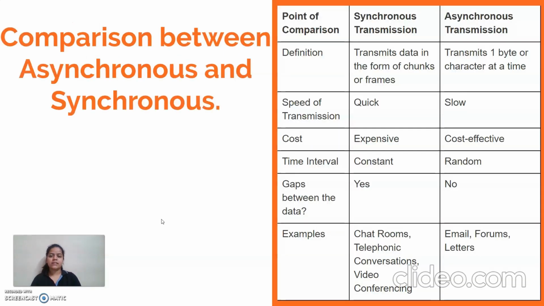Comparison between asynchronous and synchronous. In synchronous transmission, data is transmitted in the form of chunks, while in asynchronous transmission, data is transmitted one bit at a time, due to which the speed of transmission in synchronous transmission is really fast compared to asynchronous transmission. Asynchronous transmission is straightforward and therefore cost effective, while synchronous transmission is complicated and relatively pricey. Examples of synchronous transmission are chat rooms, telephonic conversation, and video conferencing, whereas examples of asynchronous transmission are email, forms, and letters.